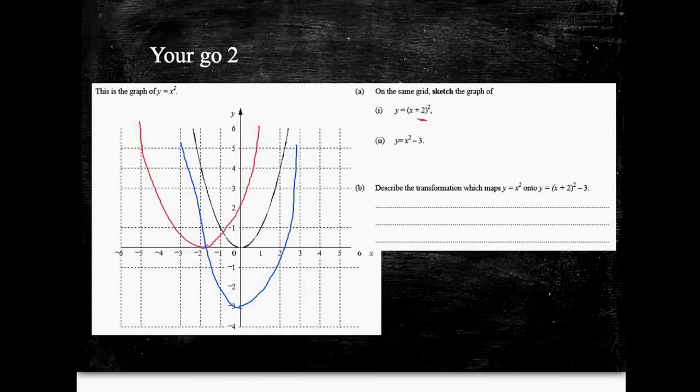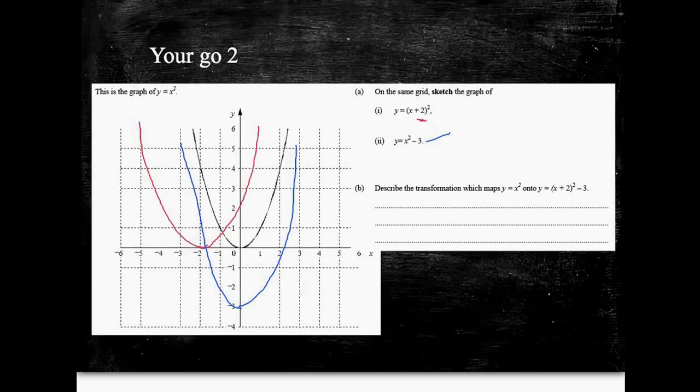And finally, describe the transformation which maps y equals x squared onto the combination of both of them. Well, that must mean that it's done both things. So to get from y equals x squared, which is the black graph, to minus 2 along and minus 3 down, my graph's going to be somewhere here. That's the combination of both, and again, this is in completed the square form.